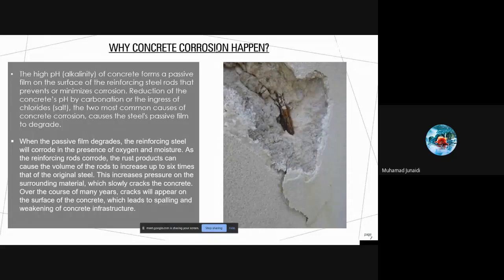But if reduction of pH happens, that will cause the passive film to become unstable. Metal will be attacked by corrosion agents like oxygen and water. The reason that reduction of pH happens is because of the carbonation process. Carbonation happens because CO2 in the atmosphere reacts with the hydroxide in the cement to form carbonate.